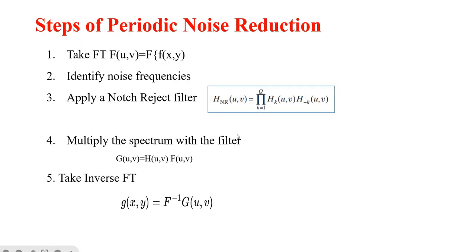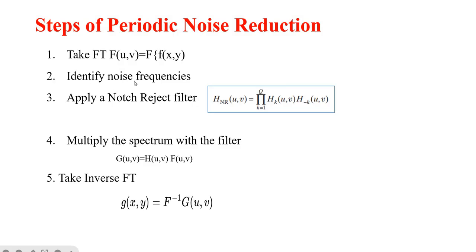Now here, the steps of periodic noise reduction are: first, we will take the Fourier transform, that is F(u,v) is equal to the Fourier transform of f(x,y). That is, this converts the image f(x,y) into the frequency components. So periodic noise appears as symmetric pairs of bright dots away from the center of the spectrum.